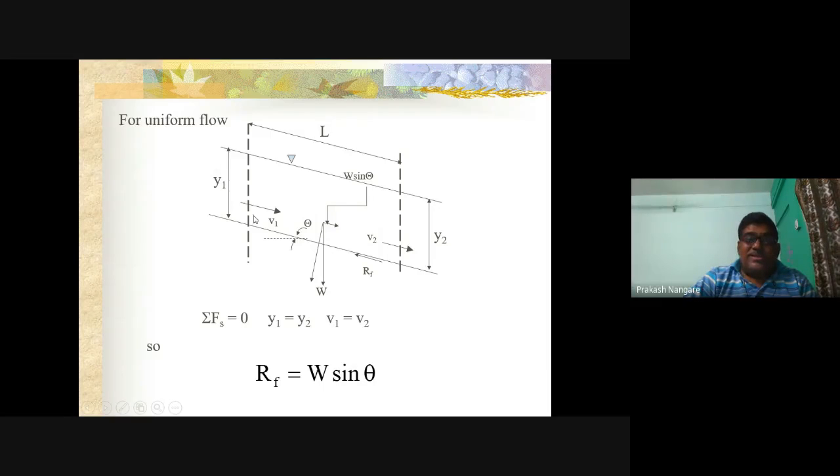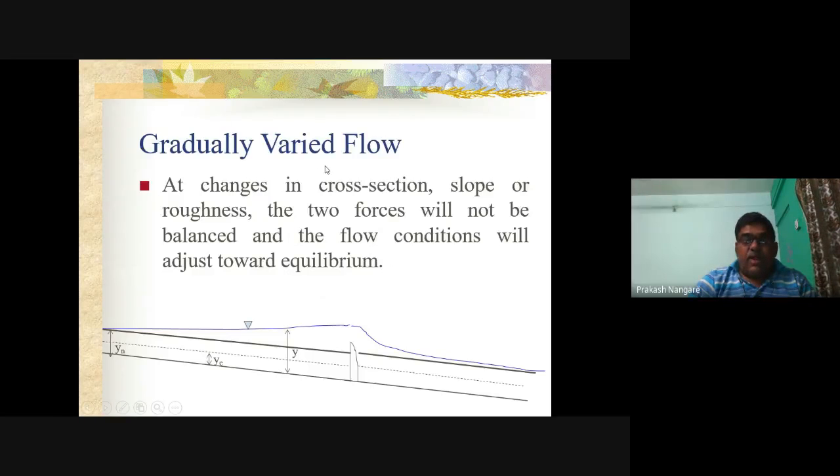Suppose I consider the length bounded between the two sections. This is section 1, this is section 2, and the length between these two sections is L. Further equations will be found for changes in the cross section. In uniform flow, the depth of the flow is always equal to the normal depth; the depth of flow in uniform flow is nothing but the normal depth.